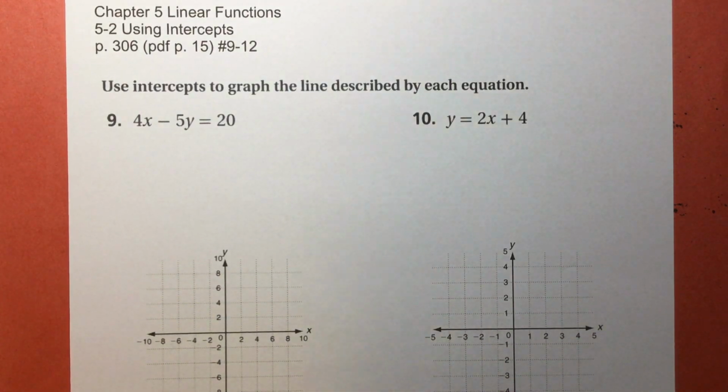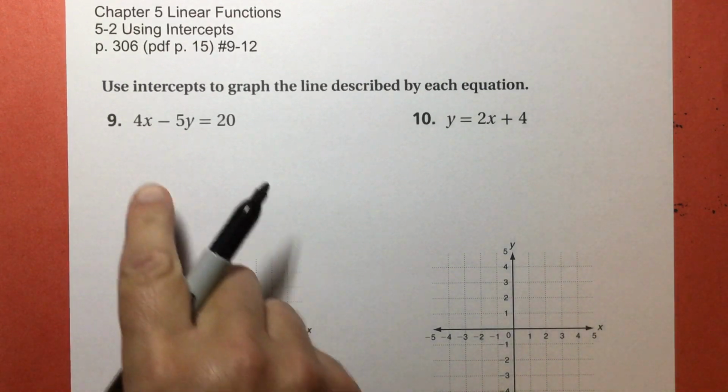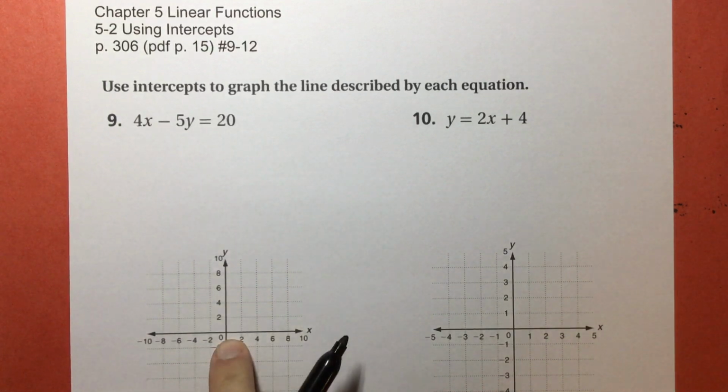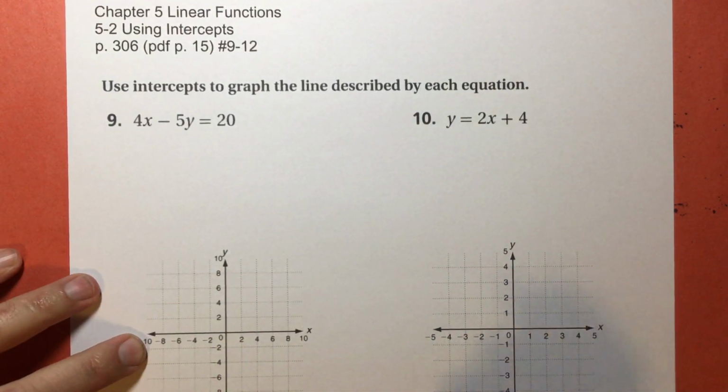Hello, welcome back. We're doing Chapter 5, Section 2, Using Intercepts. I'm on page 306 doing problems 9, 10, 11, and 12. What we're going to do is, like almost every other problem we've done here, find the x and y intercepts and use that to graph it. It's the same idea.